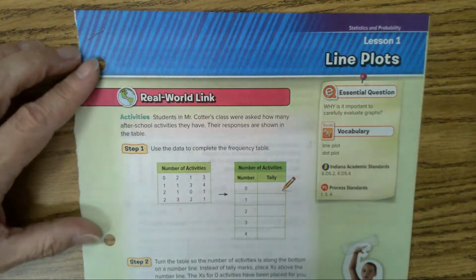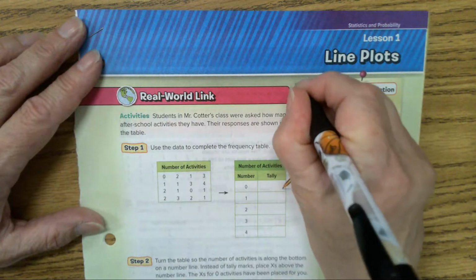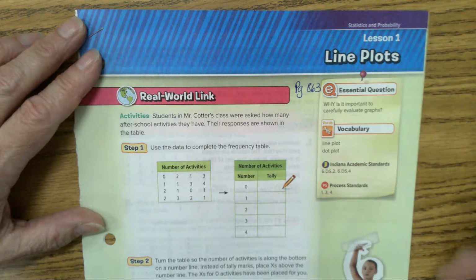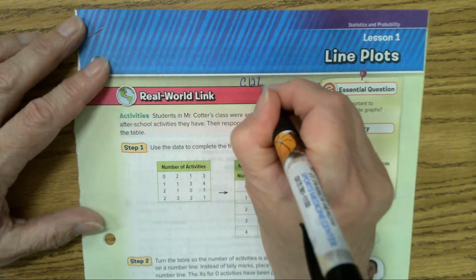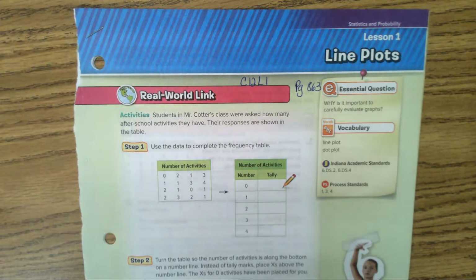So we're going to go to page 863. So open your books up. This is Chapter 12, Lesson 1. Okay, what we're going to do is make a line plot of this information.